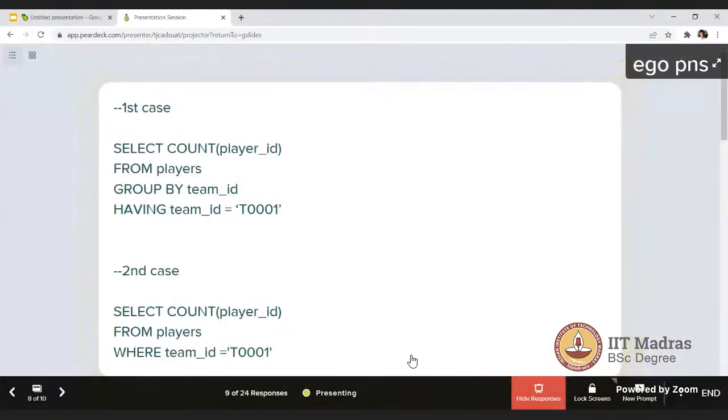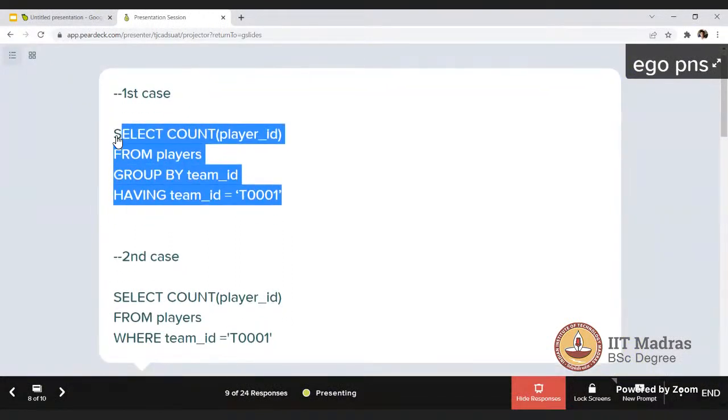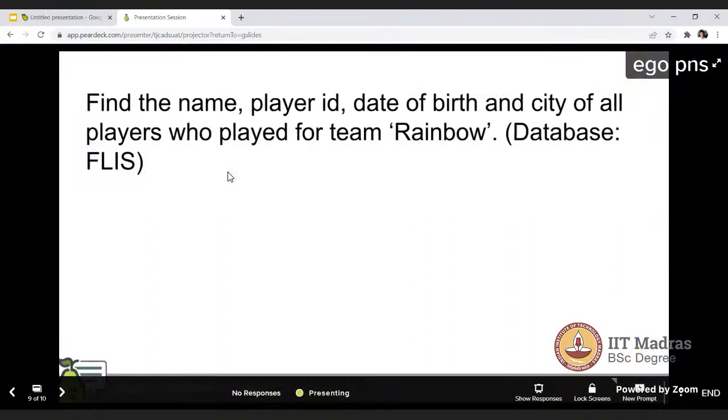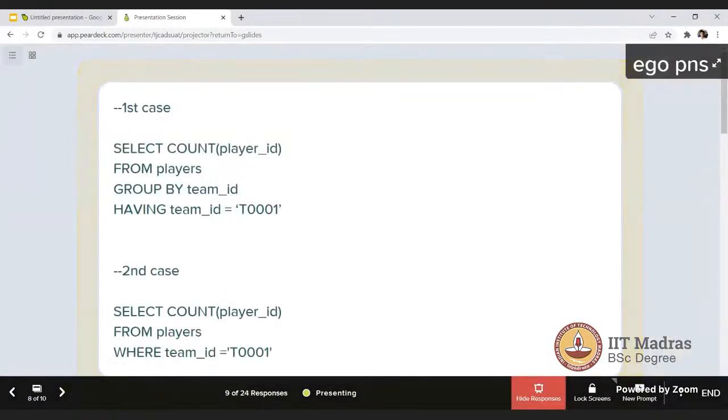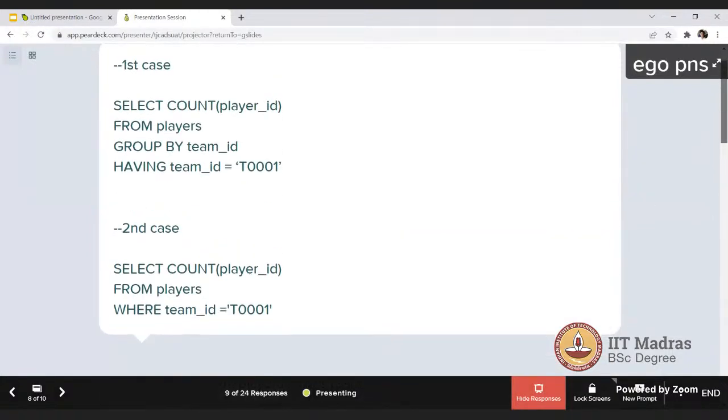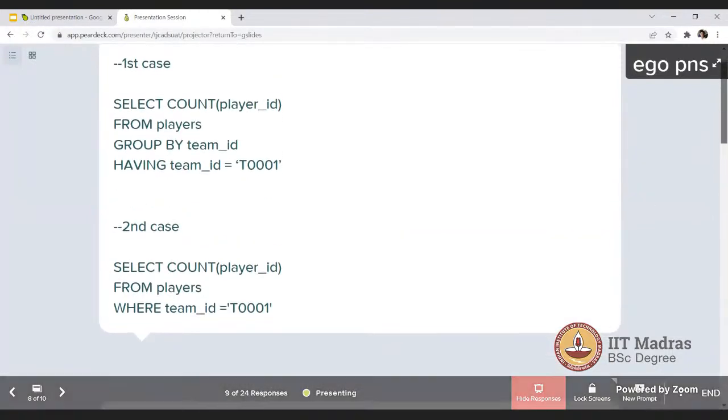Select count player from. Who answered this? Sir, you simply copied from the solution, right? Yes, sir. But my approach is the second one. So the second case is your approach, right? This is the correct query. Yes, sir. Without grouping also we can get that. Yes, we can.